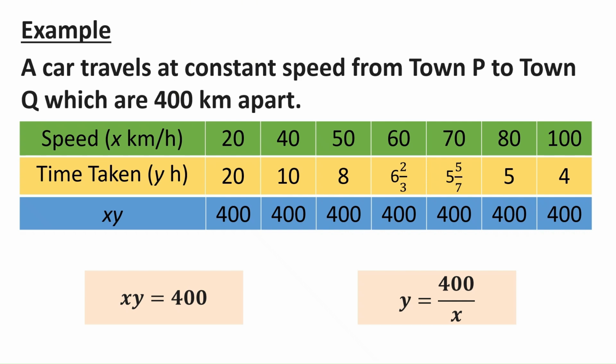So, if two quantities are in inverse proportion, when one quantity increases, the other quantity decreases proportionally. We can represent this inverse proportional relationship using a table or using an equation.